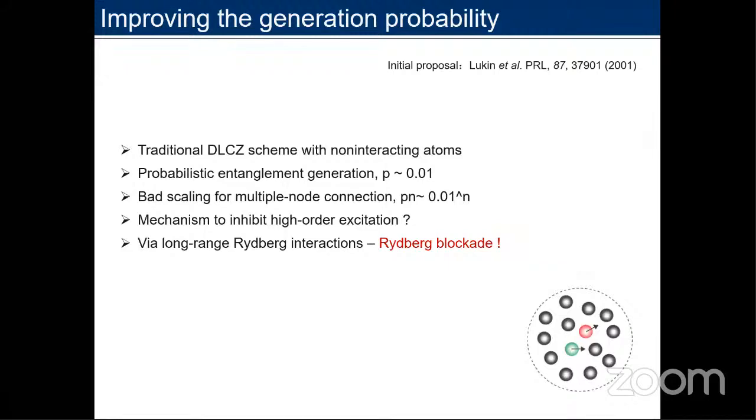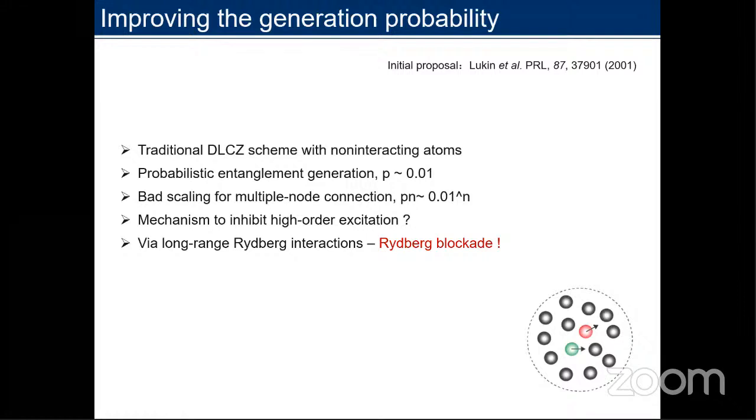While the process of Raman scattering is intrinsically probabilistic, higher excitation probability means more contribution of high-order events, which will lower the fidelity of entanglement. Is there a mechanism to inhibit high-order excitations?